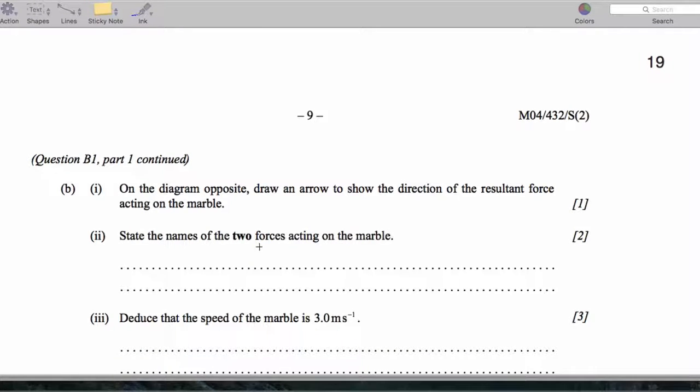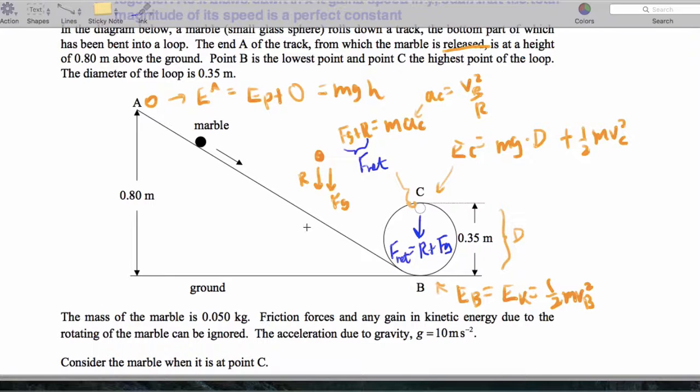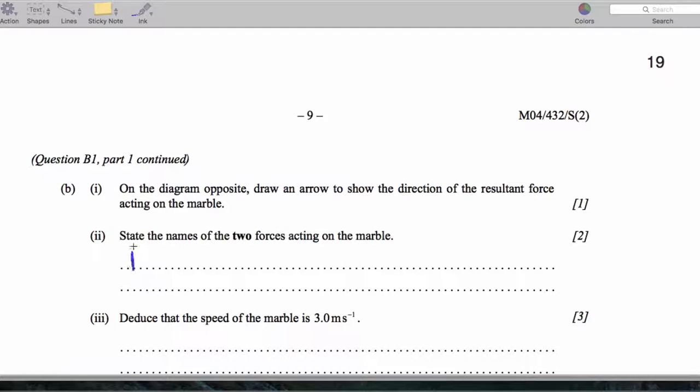Now, state the names of the two forces acting on the marble. Oh my gosh. So I drew this free body diagram. I swear I had not read the question. There's the reaction force. I'm going to say the reaction normal force and the weight or force of gravity.